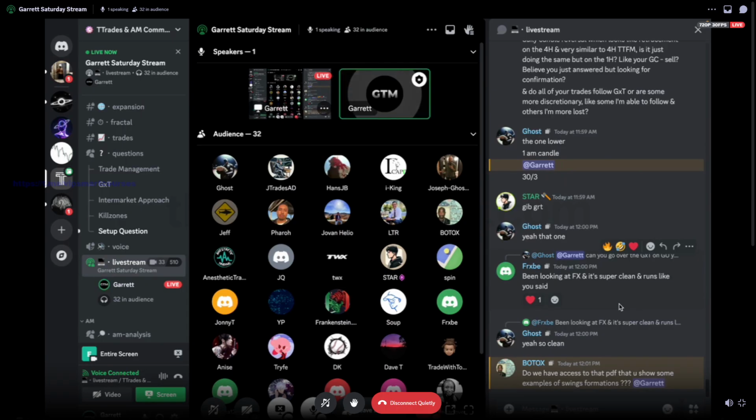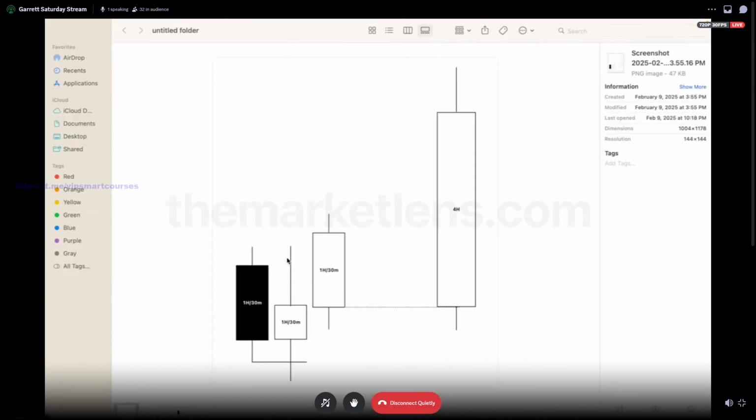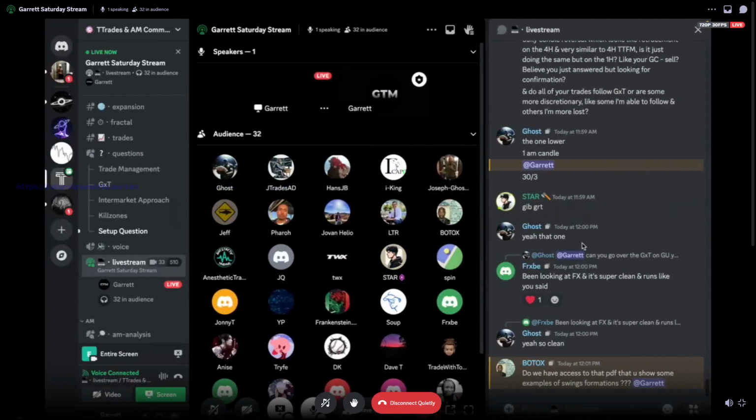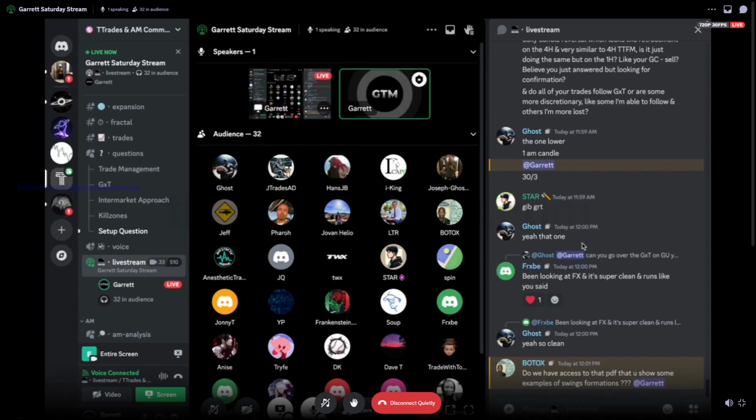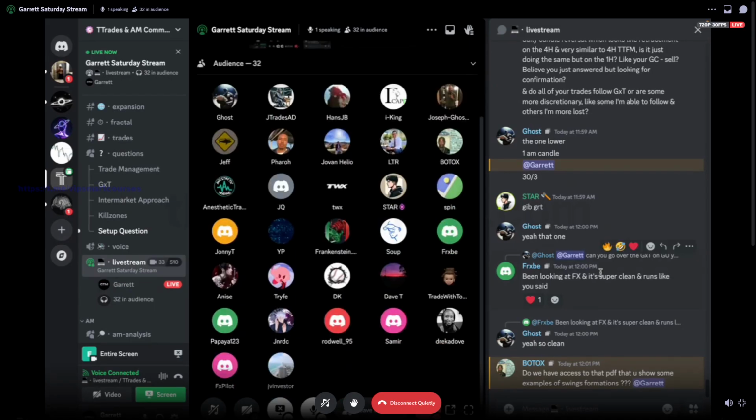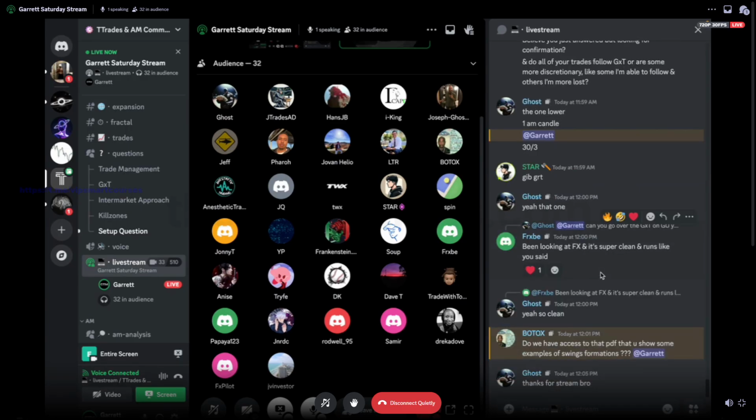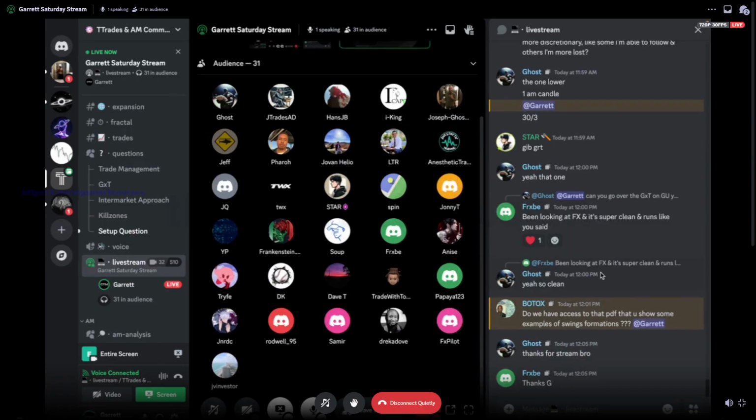Do you have access to the PDF that shows some examples? It's literally going to come out like tomorrow, so don't worry. In a lot cleaner way, like a course format. So I'm probably going to end it there, guys. Like an hour. Yeah, that was all the trades that I took. But we're going to be working on the course today, so hopefully you finish it. It's a rough draft right now.